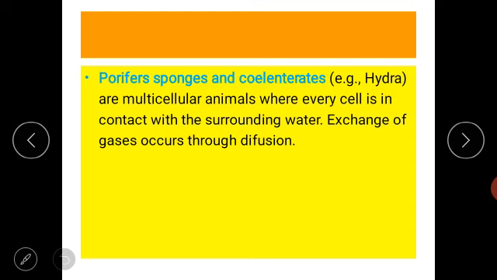Porifera, sponges, and coelenterates, for example hydra, are multicellular animals where every cell is in contact with the surrounding water, so exchange of gases occurs through diffusion. So there is no need of any specialized system for the respiration and transportation of gases. Each and every part of the organism's body comes in contact with the water, so there is easy exchange and diffusion of the gases inside and outside the cell.